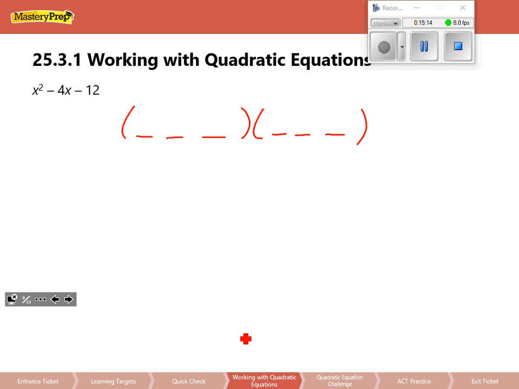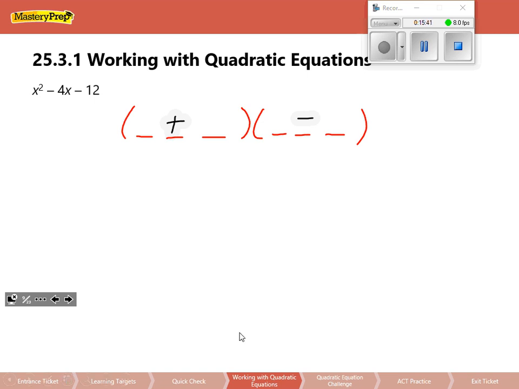So we write out two sets of parentheses with three spaces. Since the 12 is negative, our signs are one negative, one positive. Because if the third term is negative, the signs are opposite. If the third term is positive, the signs are the same and they match the sign of the middle term. If the third term is negative, the signs are opposite.